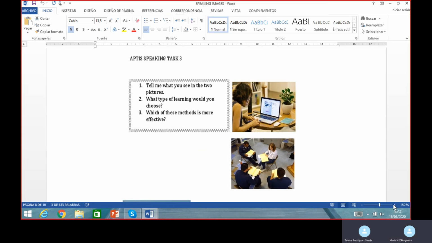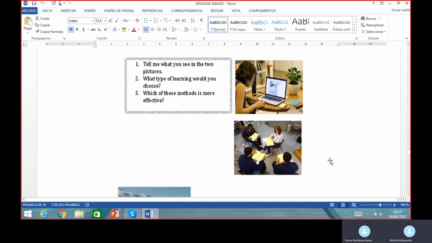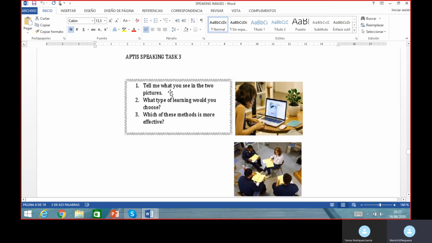Ok, no pasa nada. Entonces, recordamos, tell me, esto es un guión, puede que no venga así en el examen, puede que diga, ¿cuál es la diferencia entre estas dos imágenes? Algo así. Tell me what you see in the two pictures. What type of learning would you choose, and which of these methods is more effective? Okay, I give you 2 minutes to think about.